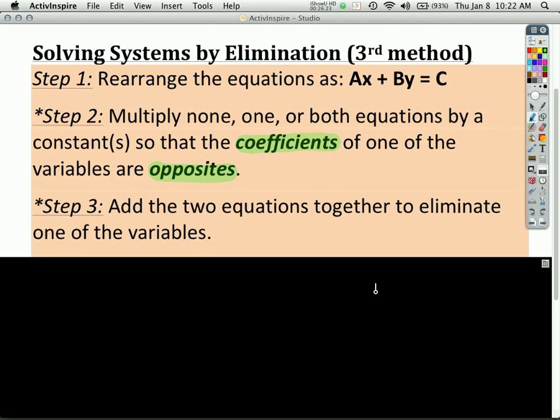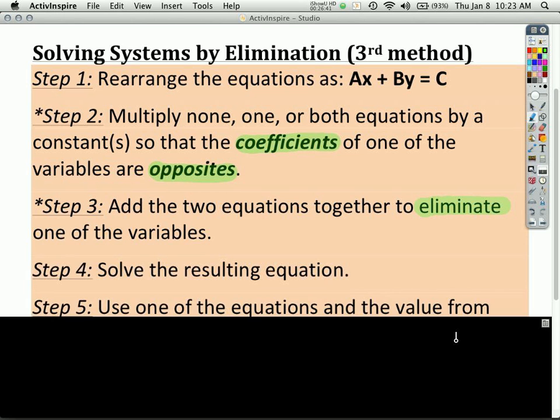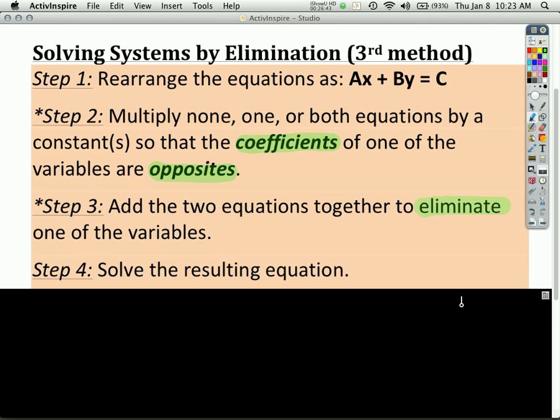That's something new. And this is where the name of the method comes in. We add the two equations together, and what will happen is one of the variables will disappear. One of the variables will eliminate. That's good for us. That's the whole point. Because we want one equation with one variable. And so then we have all things that you already know how to do.